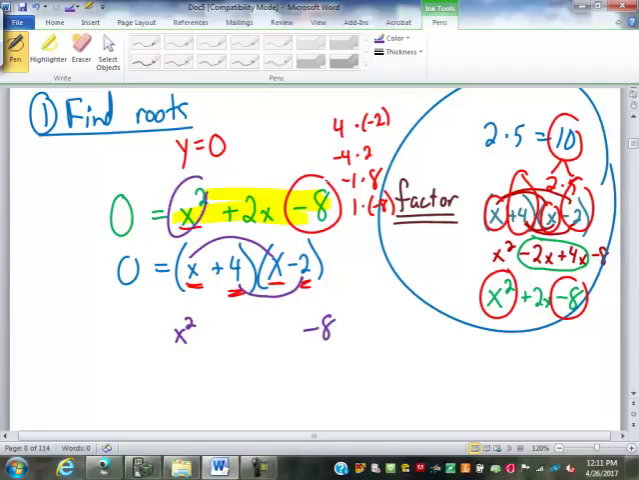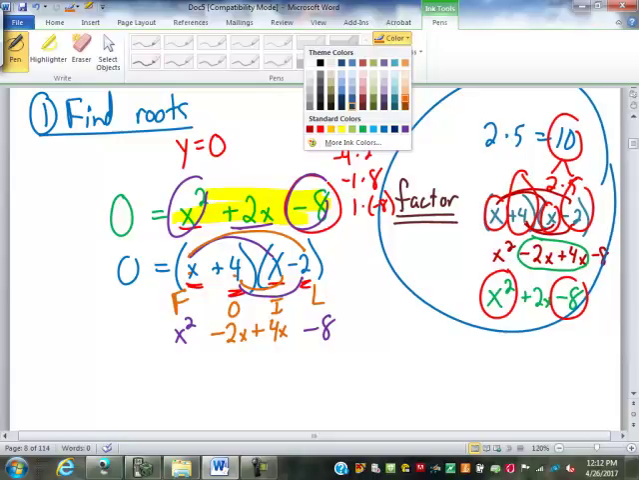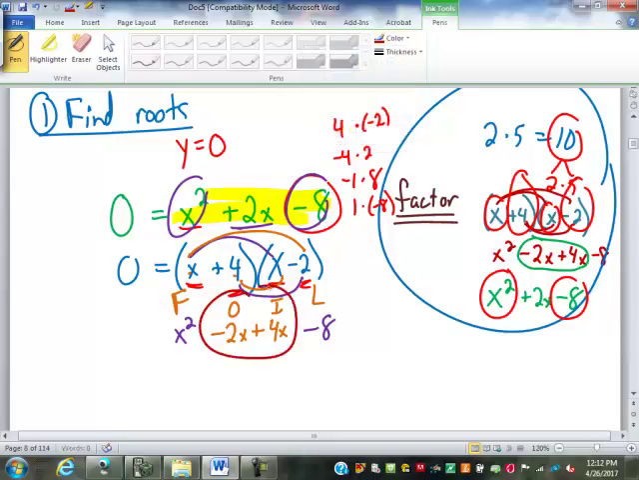So I know that those digits work. I have to worry about this center digit. Well, that's going to be from the outside. If I'm looking at FOIL, this is the first, this is the last. What I have left is the outside. X times negative 2 is negative 2x. And the inside, 4 times x is 4x. That's the I. So what I'm worried about is, does the outside and the inside add up to what I need this to be? Negative 2x and positive 4x is positive 2x. So that is correct. So that verifies that this is the correct factoring.